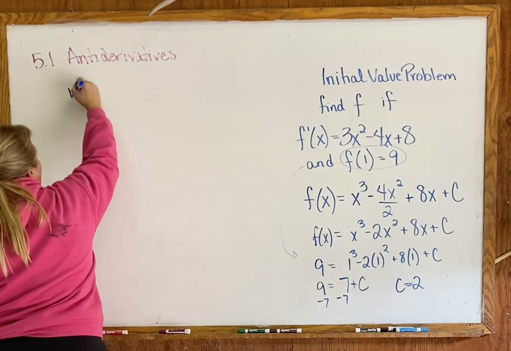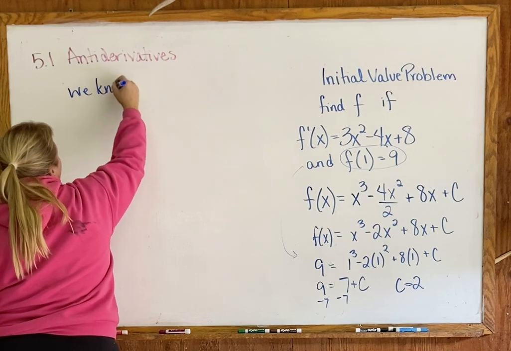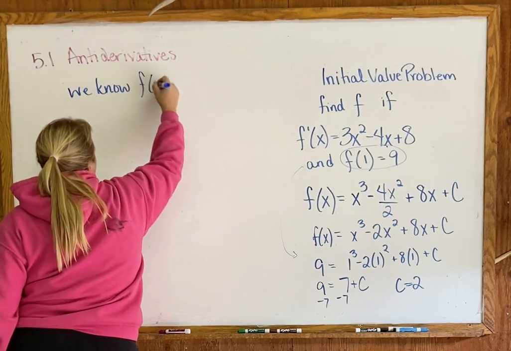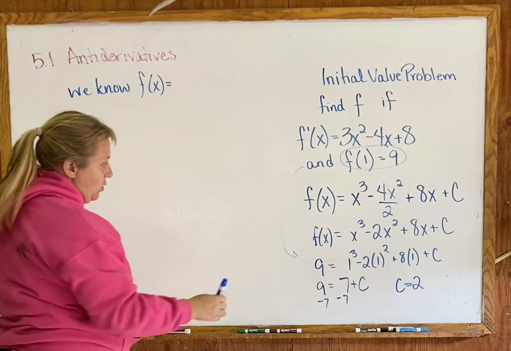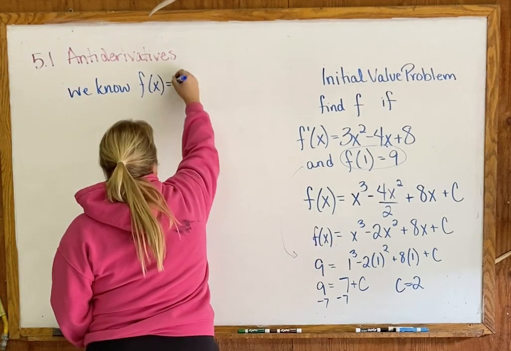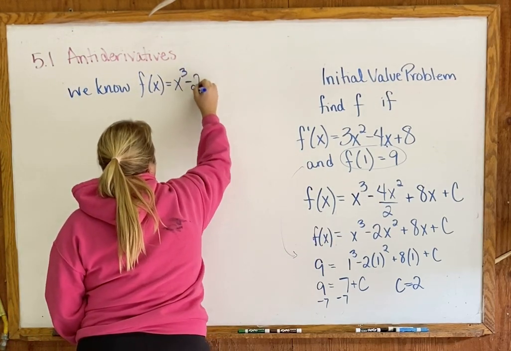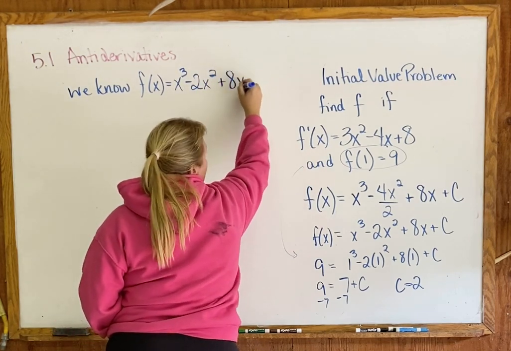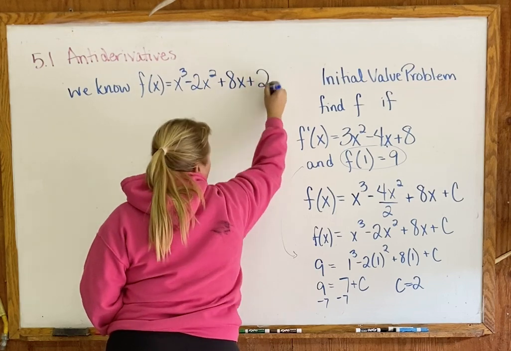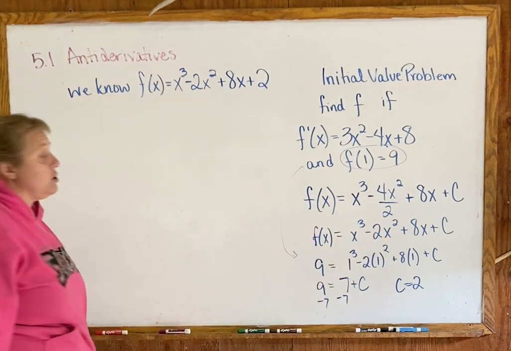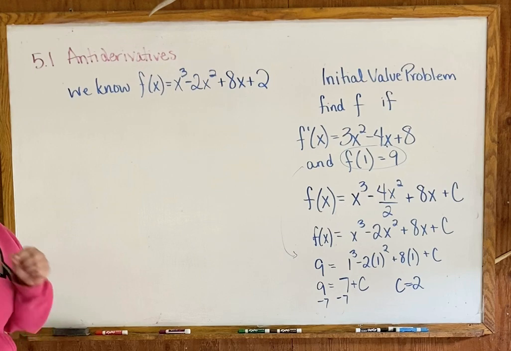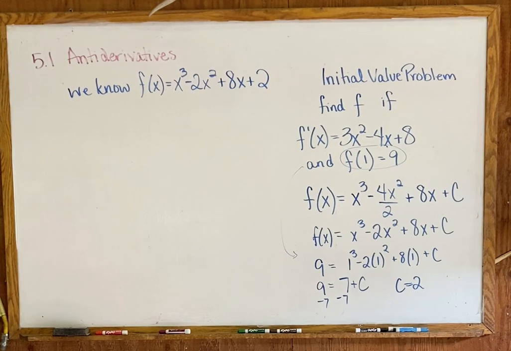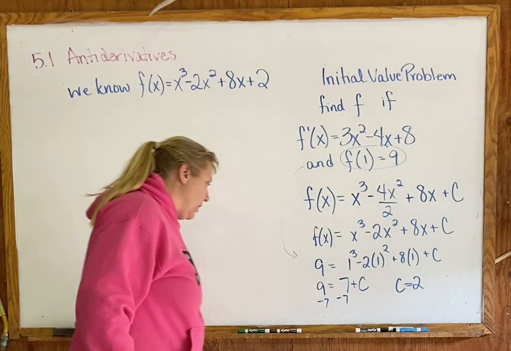So now we know f of x is actually equal to x cubed minus 2x squared plus 8x plus 2. So in place of that c, we're putting 2. So this was the actual original function, and we are able to replace the c. Okay? So let's look at another one of those.